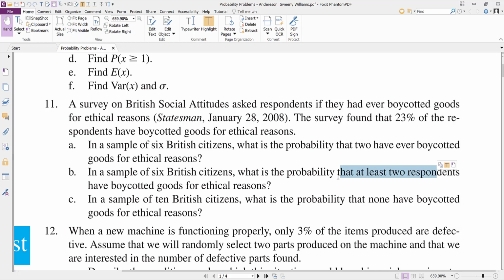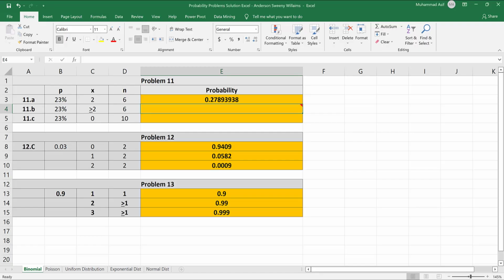Now one thing important here is that it's at least two, not two, which means we cannot choose the value of 2, but it means 2 or greater than 2, which means it can be anything: 2, 3, 4, 5, 6, but at least 2. And for this purpose we will use another function.